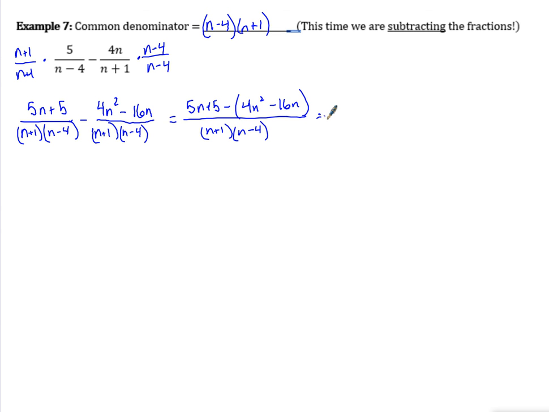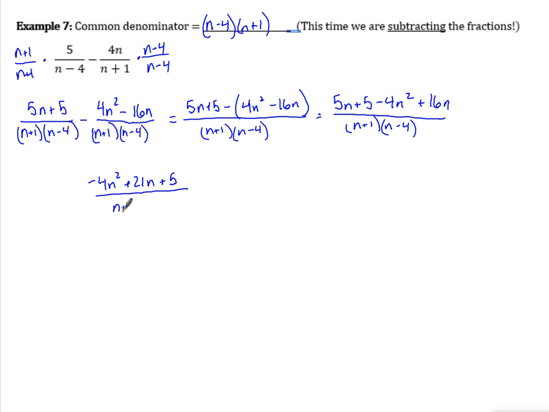So what happens there is it's 5n plus 5, and then minus 4n squared, but then minus negative would be plus 16n. Okay, so when it's subtraction, you've got to make sure that you're subtracting both numbers, and the easiest way to not mess that up is to just distribute it. So now on the top I would have negative 4n squared. 5n plus 16n is 21n. And then I have this plus 5. All right, and that is all over n plus 1 times n minus 4.